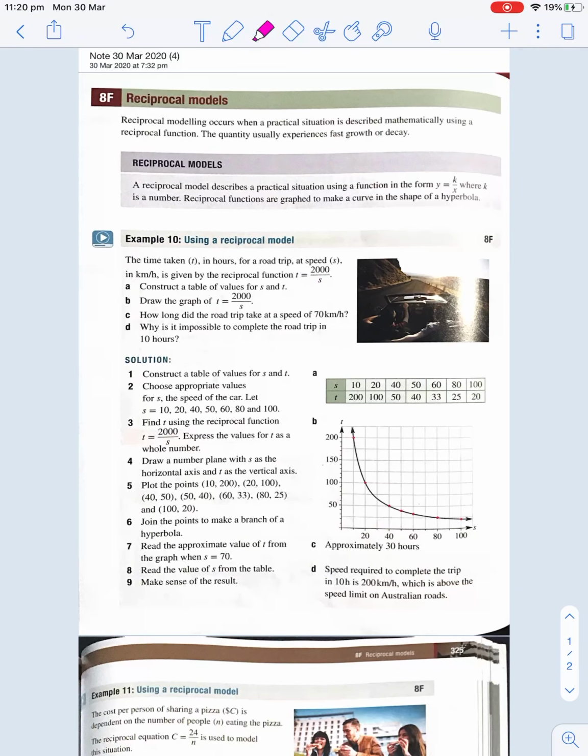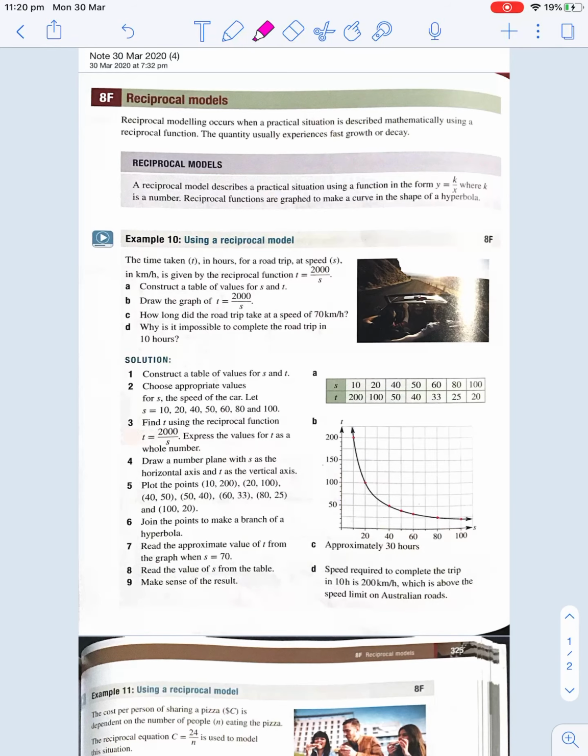And we're dealing with different speeds here. So our speeds are probably going to go from like say 0 up to 100, which kind of makes sense. So they start here at 10 and they go all the way up to 100. They're typical sort of speeds. And then they show the different times that the trip takes at these different speeds.